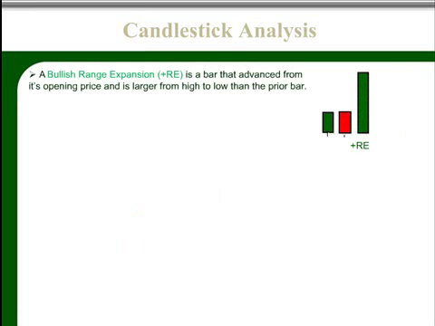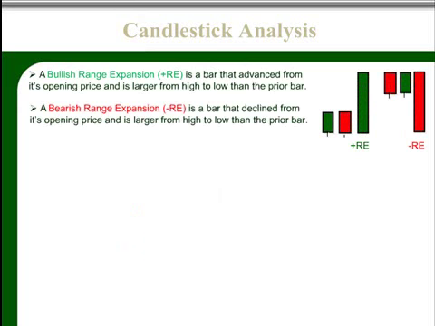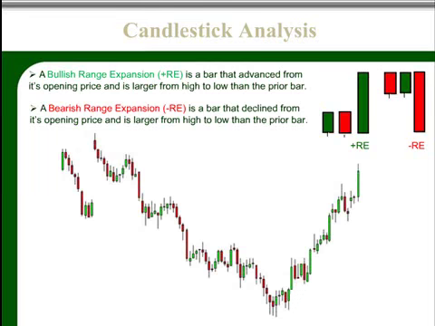A bullish range expansion is a bar that advanced from its opening price and is larger from high to low than the prior bar. A bearish range expansion is a bar that declined from its opening price and is larger from high to low than the prior bar. Let's go over some examples of bullish and bearish range expansions.